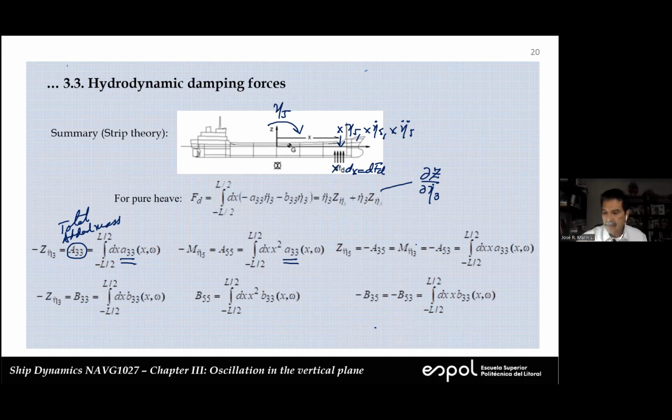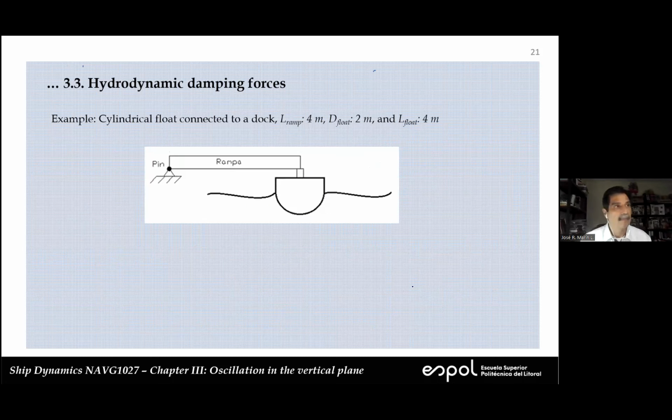Okay? So how to calculate these partial derivatives? Okay, this little A33 and then integrate it. So that's what we're going to show with an example. Let's suppose that we have a ramp like this one here, and this is a cylindrical float. It's floating, and you see that it has a cylindrical shape.